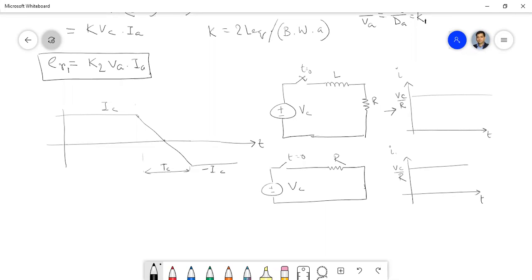But how it will change depends on what? That depends on the value of inductance, and not only that, resistance also. So it will grow exponentially. The curve is 1 minus e to the power minus t by capital T, and this current ultimately will reach V by R.